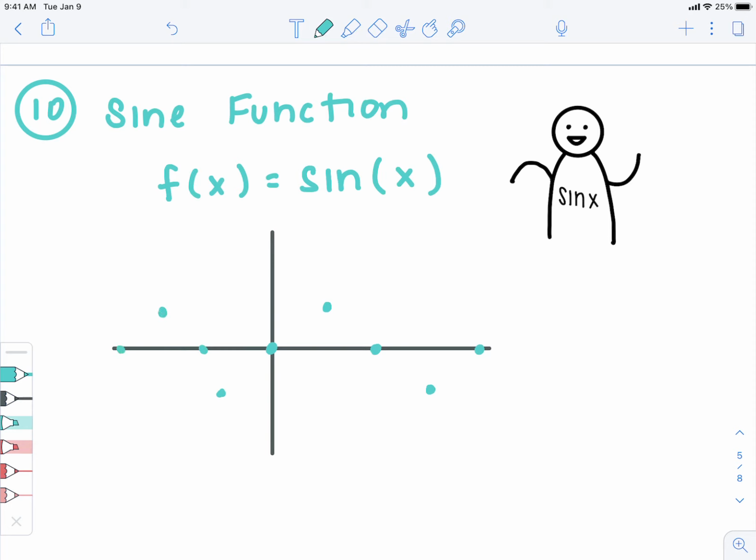If we were in science, they would tell you this was a graph that was oscillating, which just is a big fancy word for bouncing back and forth. And as it bounces back and forth, it can continue on and on forever. I can have as many x values as I want. So if I was looking at this graph, I would say my domain.